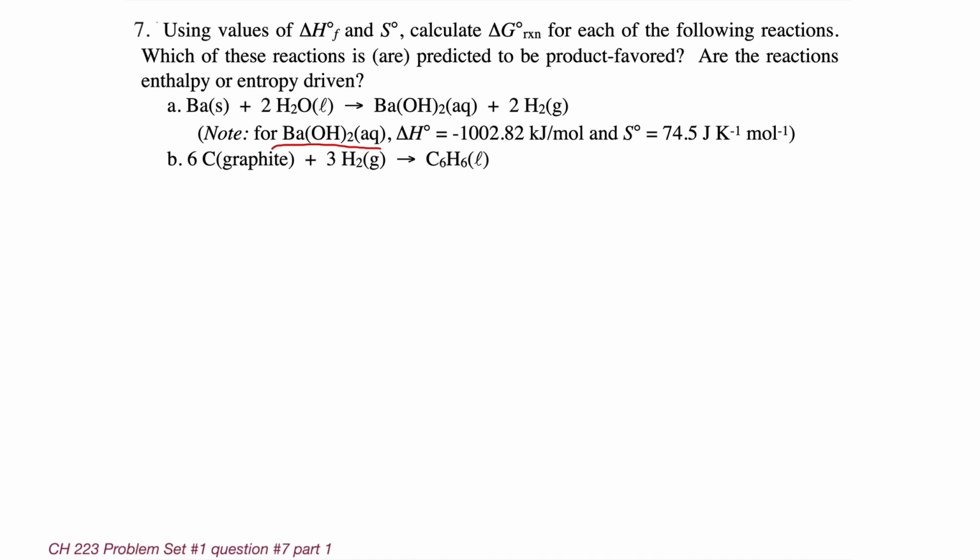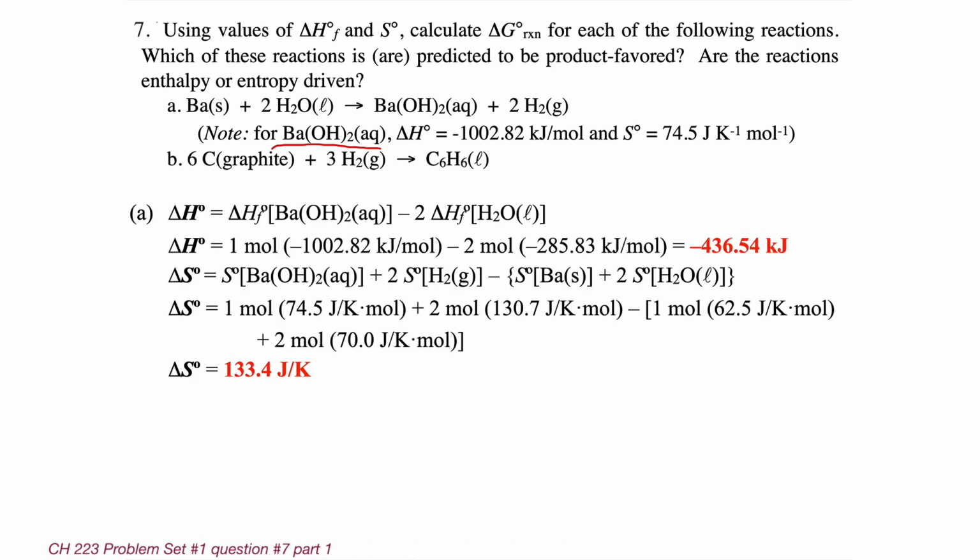So again, just like the last problem, we want to go products minus reactants for both delta H and delta S. The delta H terms are above my red line right there. Again, remember, you don't need to include the elements in their pure states. So that would be hydrogen gas and barium. So it comes down to the delta H for the barium hydroxide minus 2 waters. And again, note that there's a stoichiometry of 2, so we multiply the delta H of water by 2.